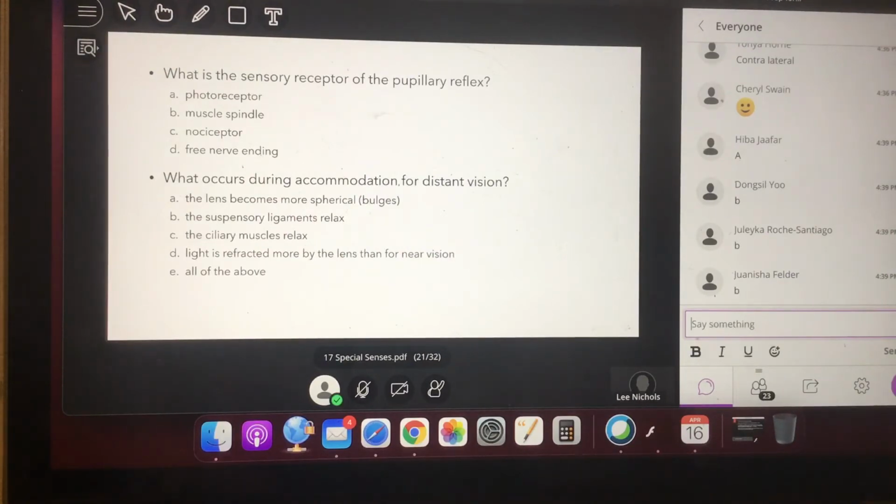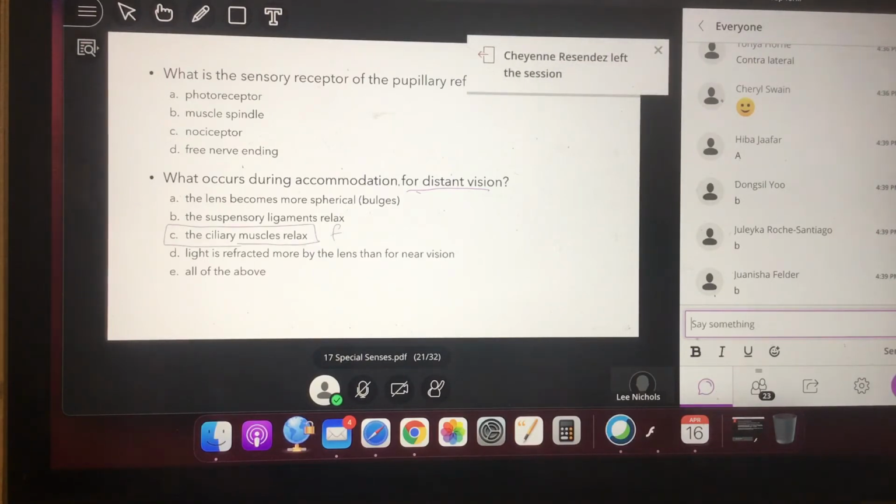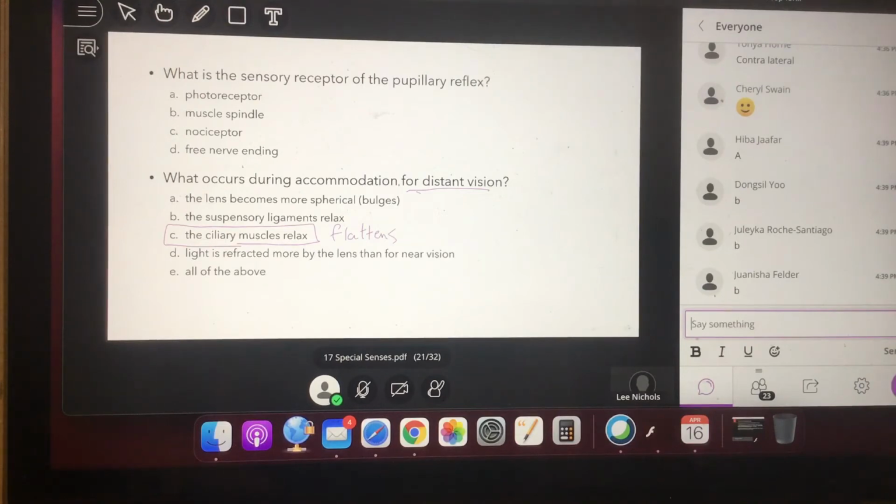Accommodation for distant vision: the lens ciliary muscles relax and the lens flattens. Sensory receptor for the pupillary reflex. This is shining a light in somebody's eyes. So those are photoreceptors.